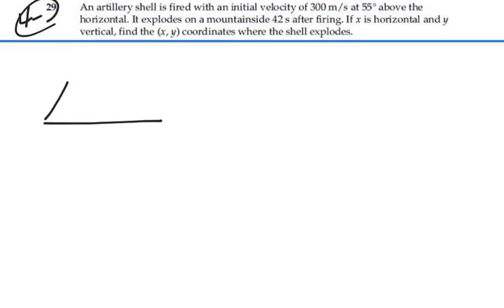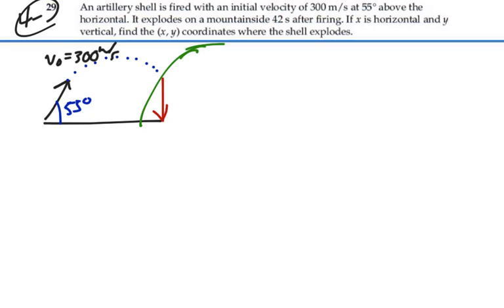So we're going to launch a shell at a velocity of 300 meters per second and at an angle of 55 degrees above the horizontal. It's going to go through some trajectory here and eventually hit a mountain. So we'll have some coordinate here of how high it hit, which would be delta y, our displacement in the y direction. And then we'll have another coordinate here, which would be delta x, our displacement in the x direction. And those two displacements will give us the coordinates.